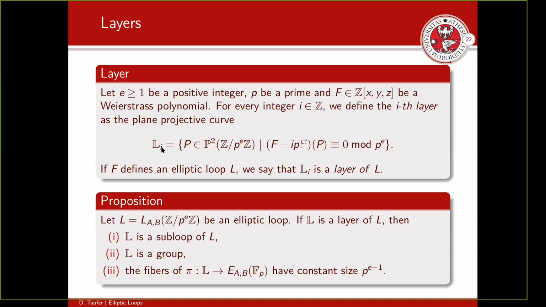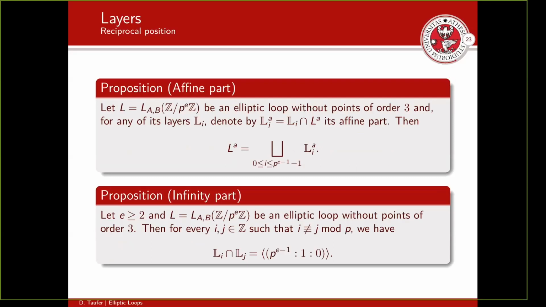So the 0 layer is the elliptic curve we have seen in the first part of the talk, but then there are many other layers given by these equations, and all these layers are proved to be subloops of our elliptic loop, and also groups. So inside these layers, you have associativity. This is a good result for us, because having no associativity at all would have been a mess. Instead, we have proved that you have associativity inside layers, but not only that, layers are behaving particularly well.